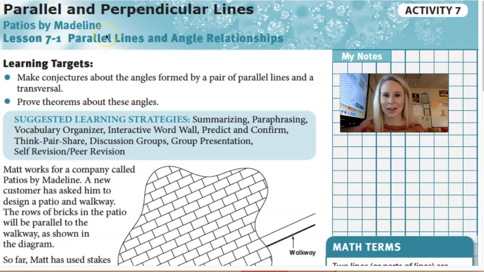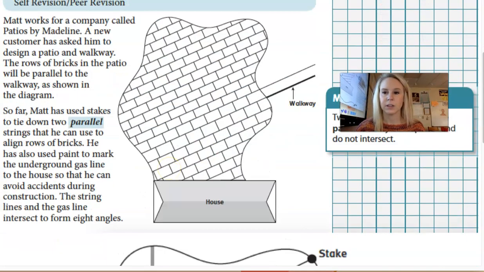So we're going to talk Patios by Madeline today. We've got two learning targets. We're going to make conjectures, which is a guess, about angles formed by a pair of parallel lines and a transversal, and then we're going to prove theorems about those angles. So let's take a look.